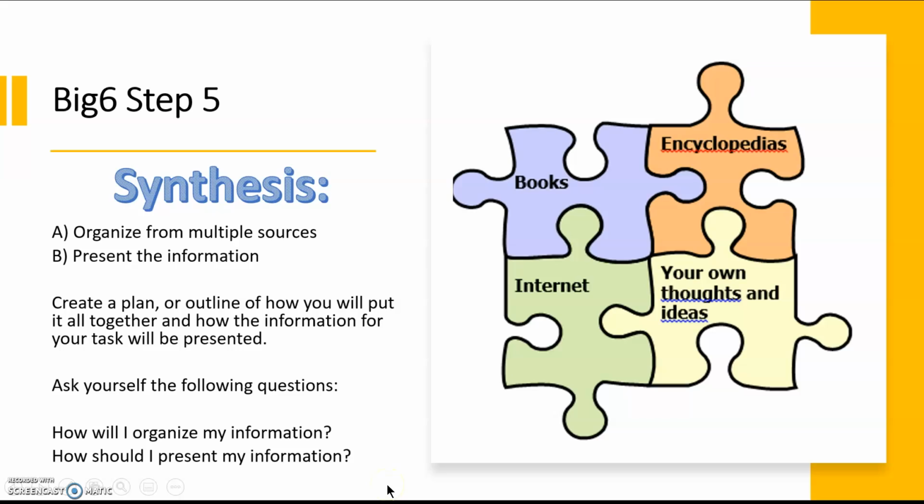Your fifth step is the synthesis, so the putting it all together. You're going to organize all your different sources, and then ultimately you need to put it into a presentation. One of the best ways to decide how you're going to do it and in what order is to create what we call an outline, or a plan for how you're going to put this all together. So you want to ask yourself two more questions. How will I organize my information, and how should I present my information?